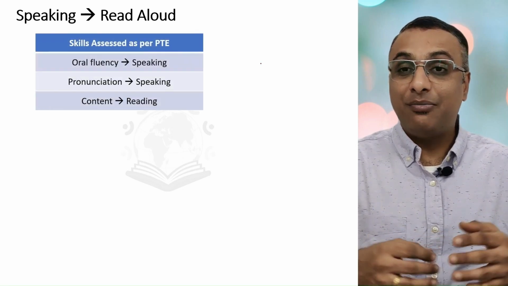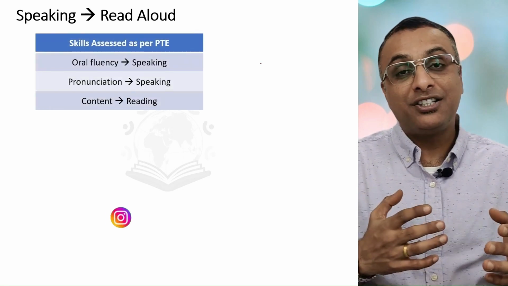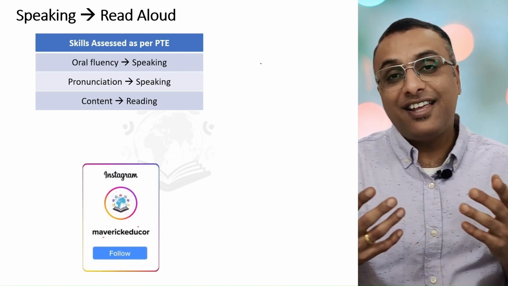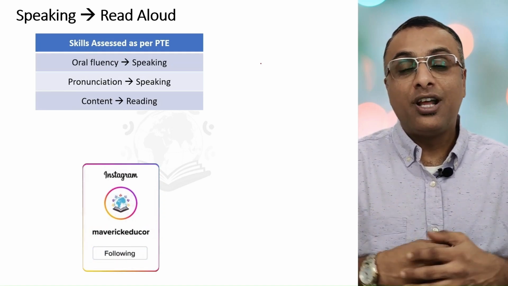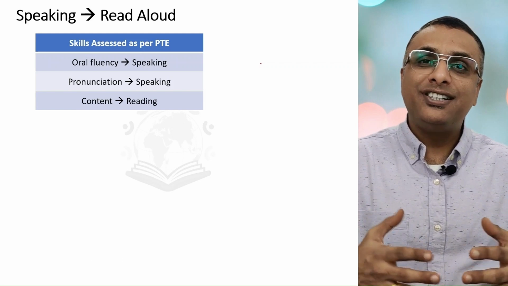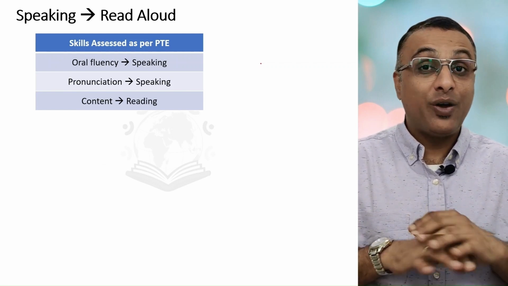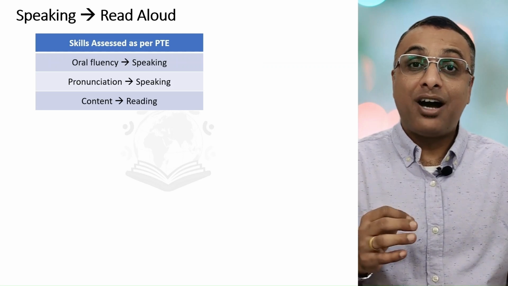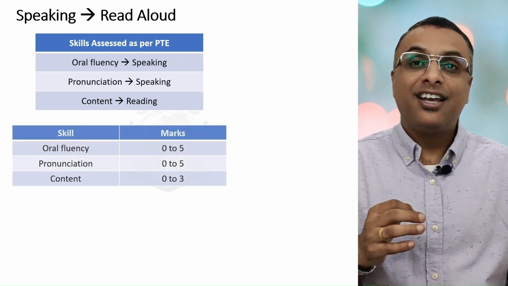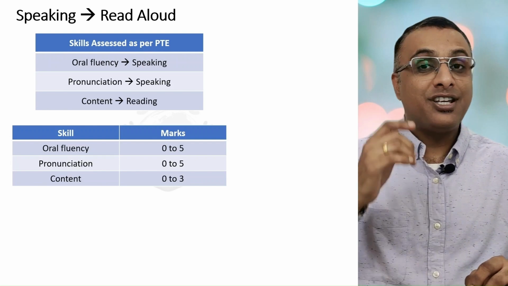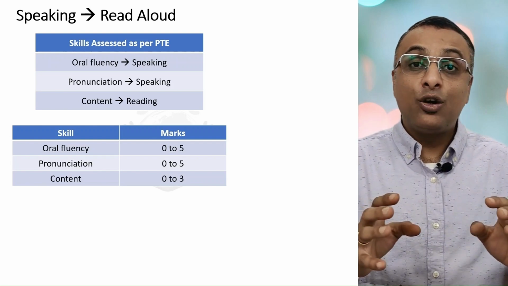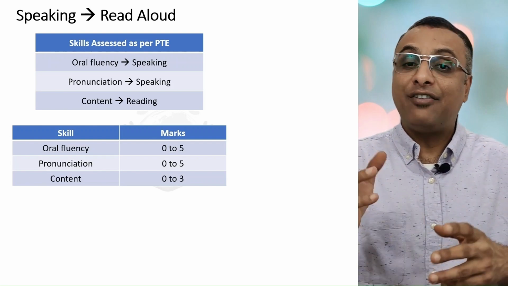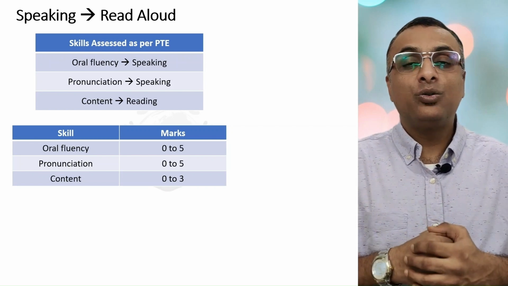PTE says that we will measure your oral fluency and pronunciation for your speaking module and then content for your reading module. Now what are all these terminologies? Don't worry, I will explain you everything in detail in the coming slides. Each skill will have some marks assigned. How many marks are there? That is nothing but for oral fluency and pronunciation, you will get about 0 to 5 marks respectively, and for content, you will get 0 to 3 marks.